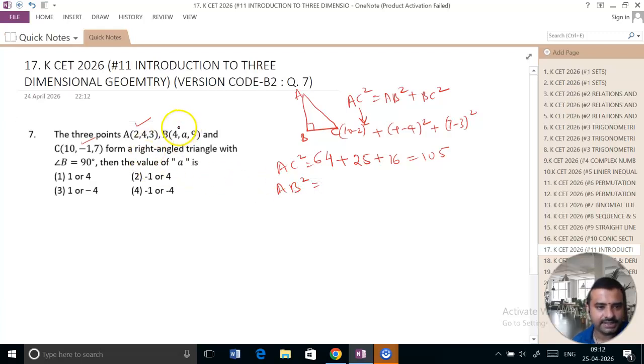And if you consider AB square, 4 minus 2, 2 square 4, I'm going to write directly, plus a minus 4 whole square plus 9 minus 3 whole square is 36. Similarly, if you're going to take BC square, it becomes 10 minus 4 is 6, 6 square is 36, and plus minus 1 minus a whole square, can I take a plus 1 whole square, because minus 1 minus minus becomes plus, plus 7 minus 9 becomes 4.